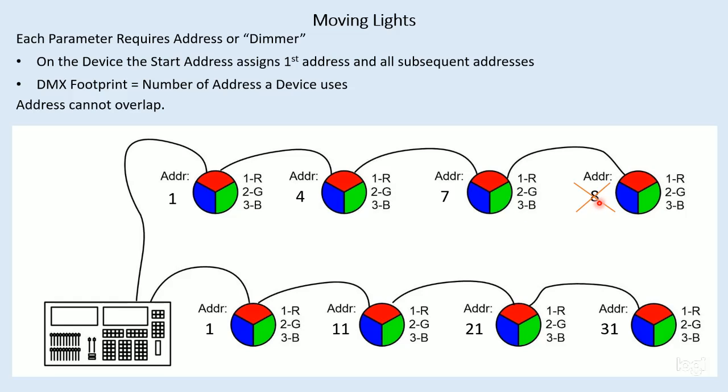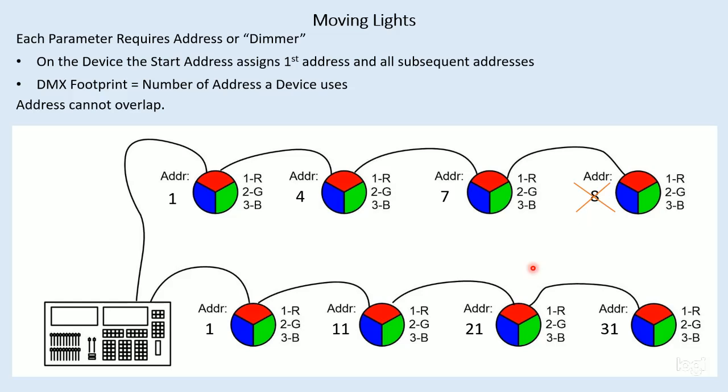Now, if we set our next fixture at 8, we will see that we'll overlap. So when I turn on address 8, I'm going to get green on this device, and I'm going to get red on this device because they overlap. They're sharing an address, and we can't do that.